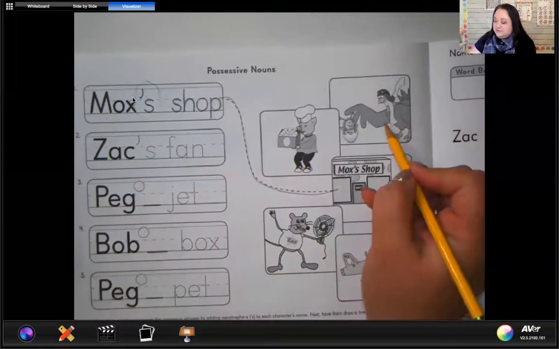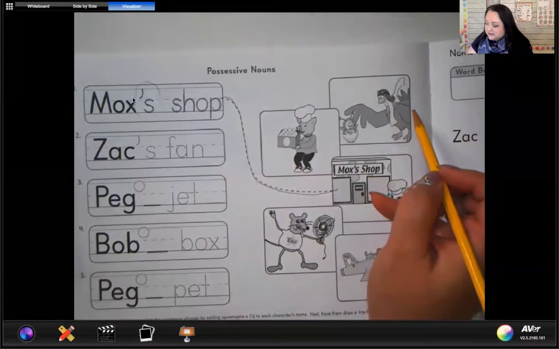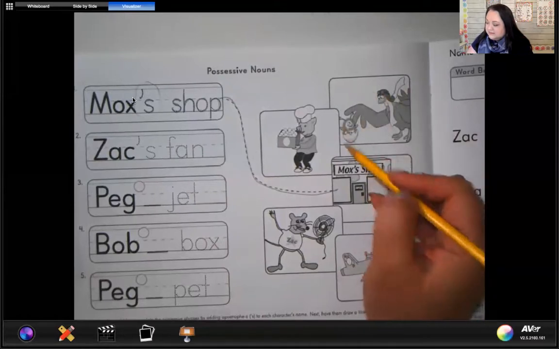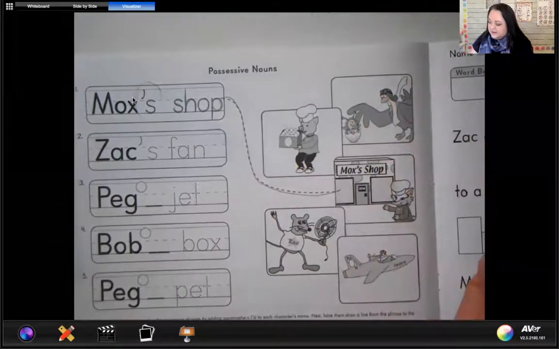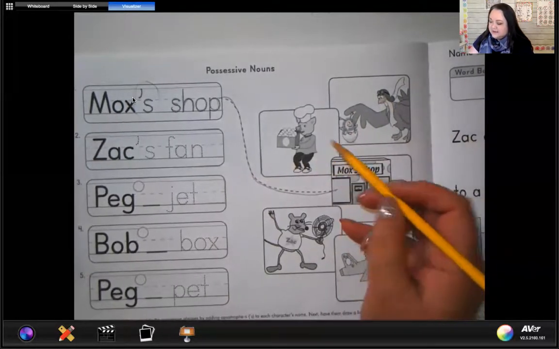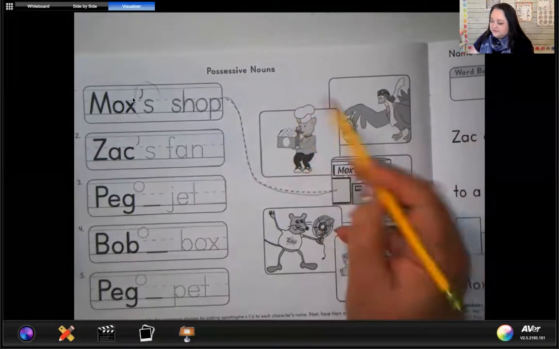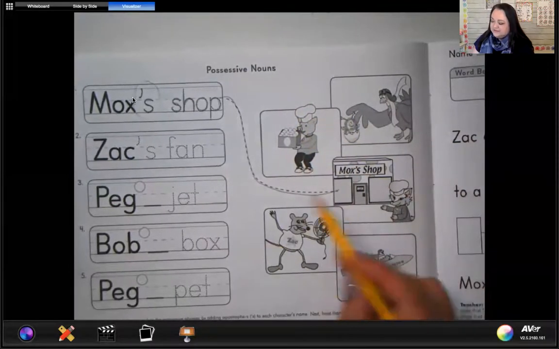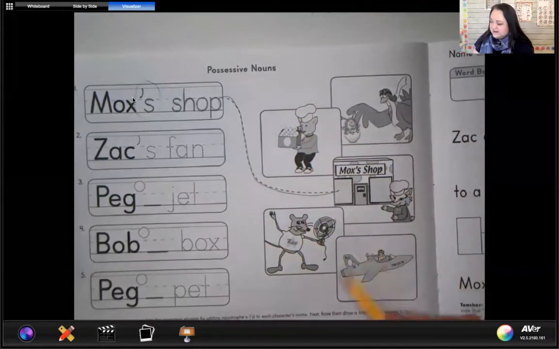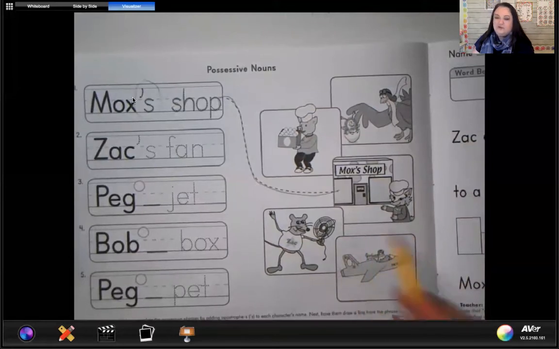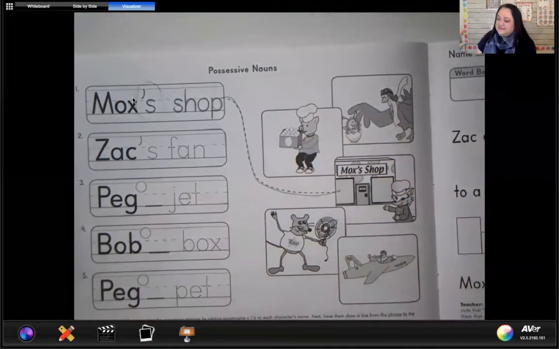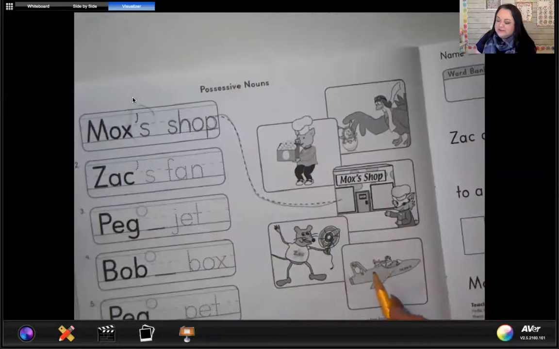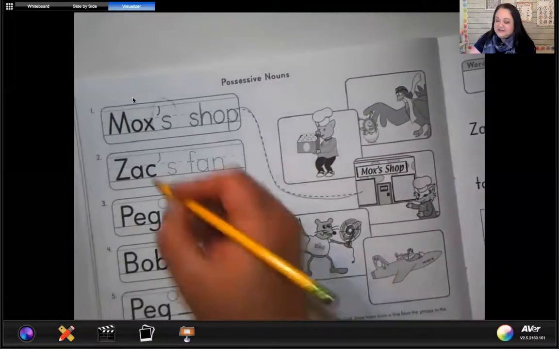So we've got a picture of, let's see here, Peg, which is a bird in our story. Okay, we have Bob. We've heard of Bob in our stories before. Zach, of course, the rat. And then down here, we've got Peg, if you remember Peg the chicken. So we've got all kinds of characters from our story. Okay, so let's go ahead and do the next sentence.